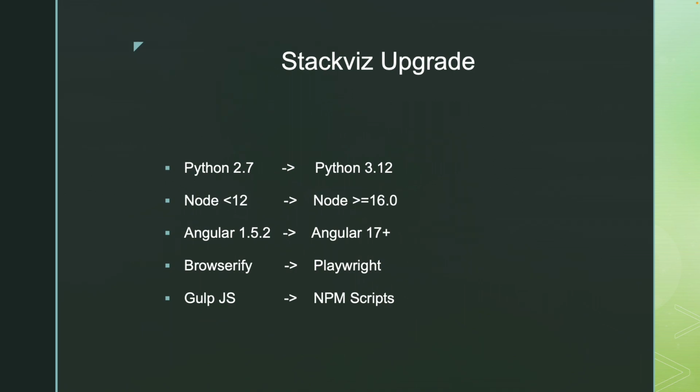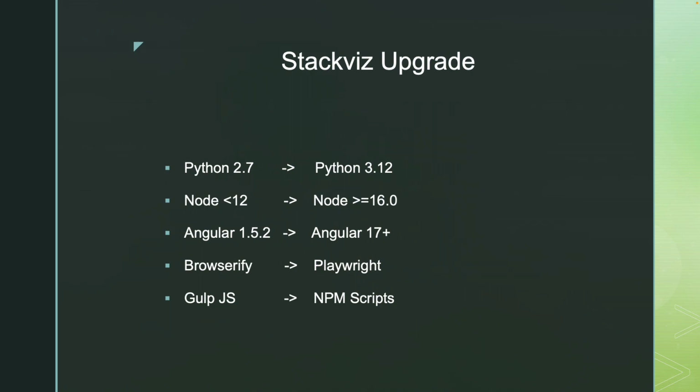So going from less than Node 12 to anything 16 or above, which is what I set my target as, just for the current and future releases of Ubuntu and RHEL. I wanted to be able to just start up a new server, download Node and Python, and it should just run. So I set my personal goal as anything 16 and above, and then also Angular 1.5.2 to Angular 17 plus is a really big jump. A lot has happened in the JavaScript and Angular ecosystem since then.